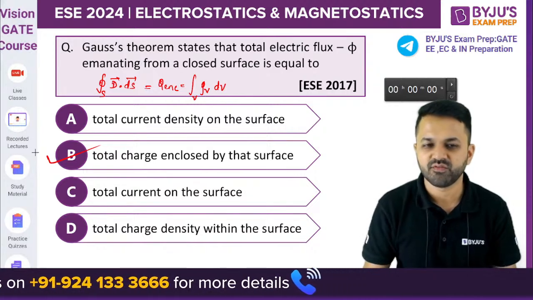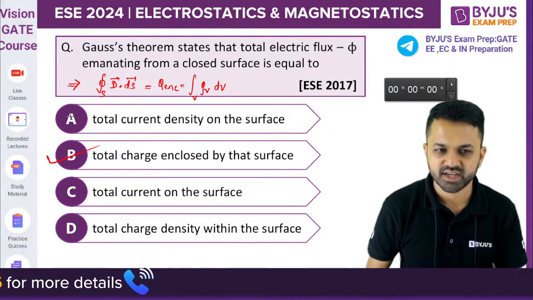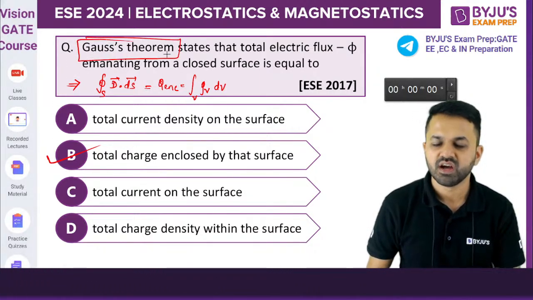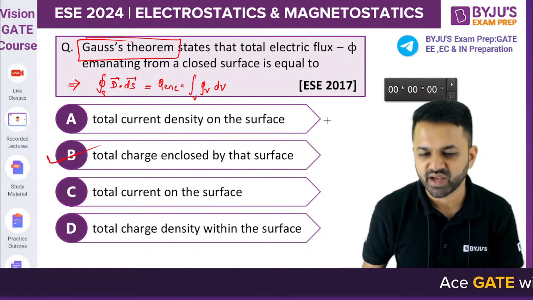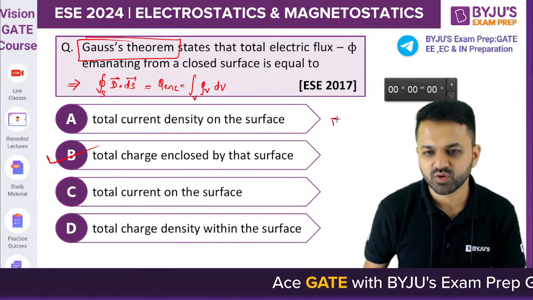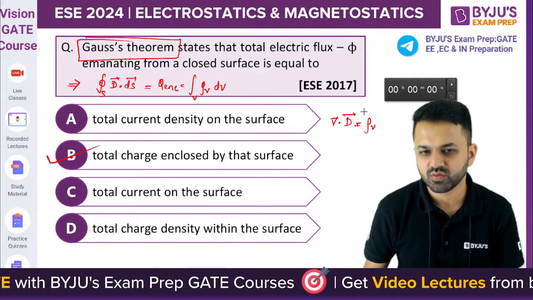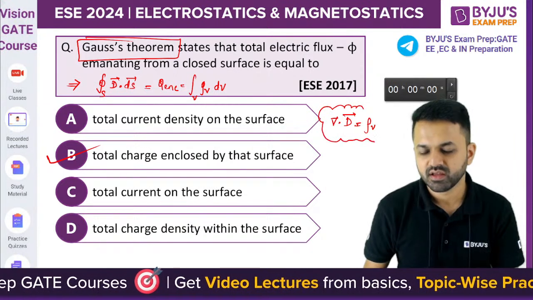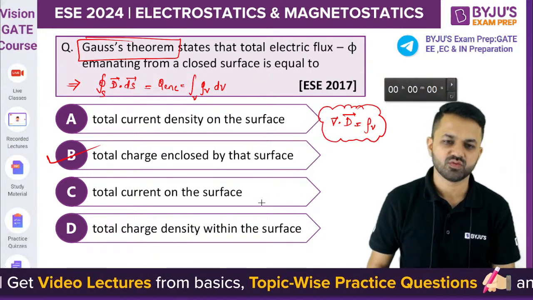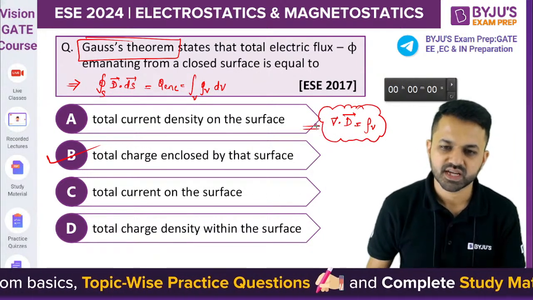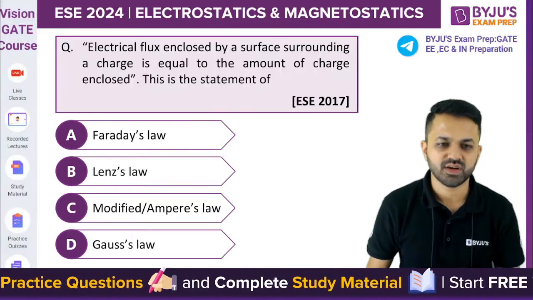This is one form of the Gauss law, the integral form. The Gauss theorem leads to the Maxwell first equation, and you can also write that the divergence of D is equal to rho v. This is the second form. Now answer this one.